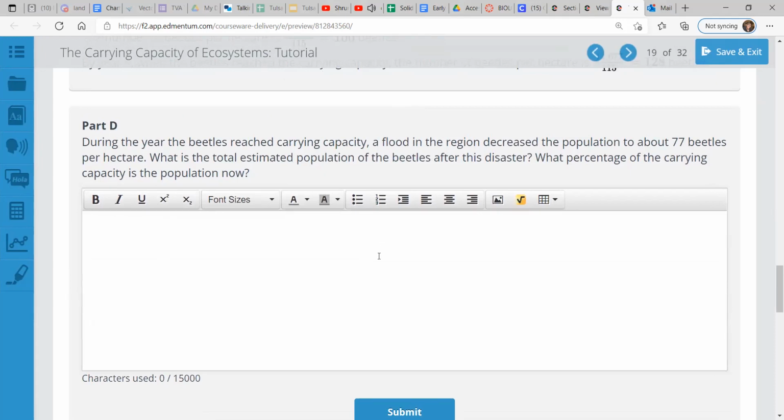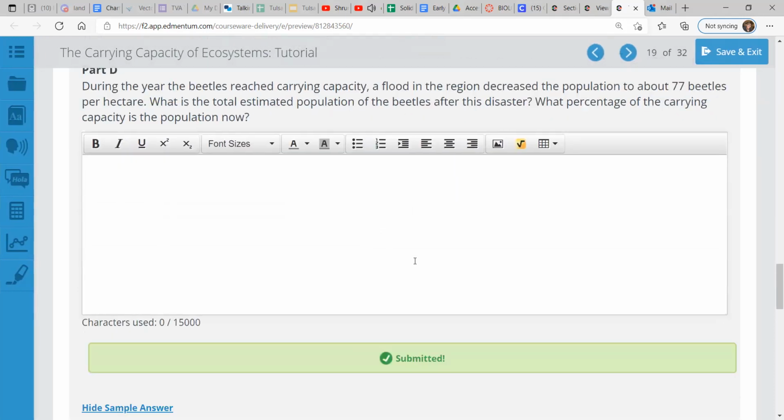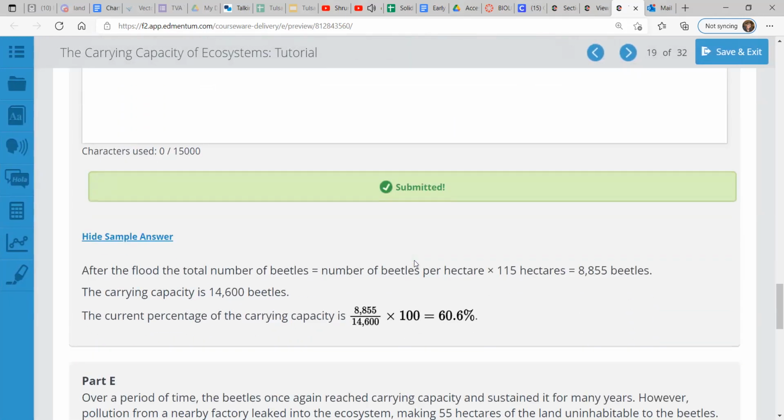During the year the beetles reached carrying capacity, a flood in the region decreased the population to about 77 beetles per hectare. What is the total estimated population of the beetles after this disaster? What percentage of carrying capacity is the population now? All right, so more math. After the flood, we have the number of beetles per hectare times 115 hectares. 77 times 115 equals 8,855 beetles. The carrying capacity is still 14,600.